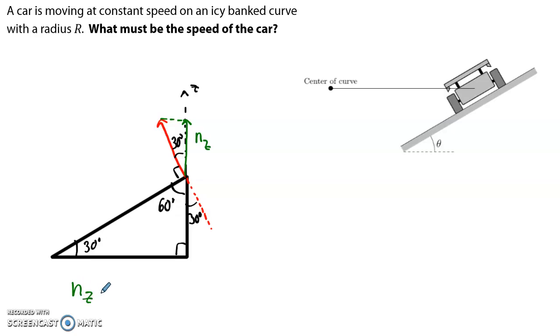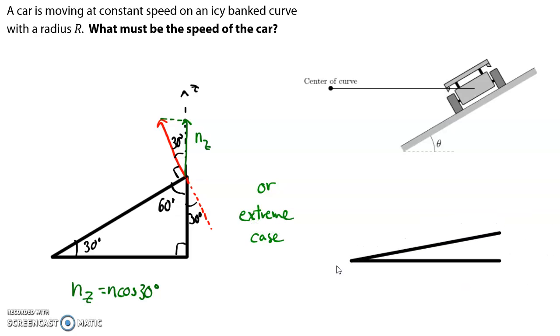So the nz will just be equal to n times the cosine of 30 degrees. That's one way to do it. Another way is just by using an extreme case drawing. So what I mean by that is that we can redraw the same thing, but with an angle that is exaggerated a little bit, that is really tiny, so that we know that we're looking for the angle in here.